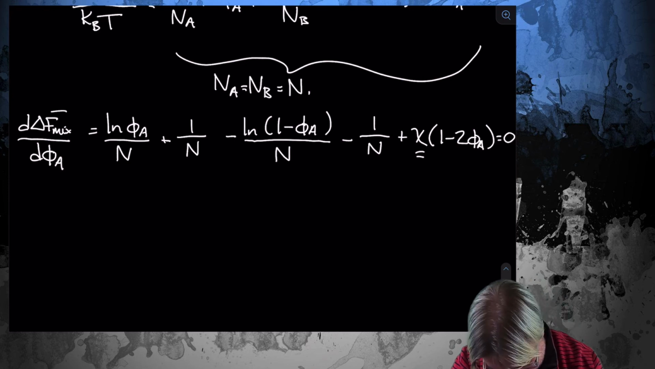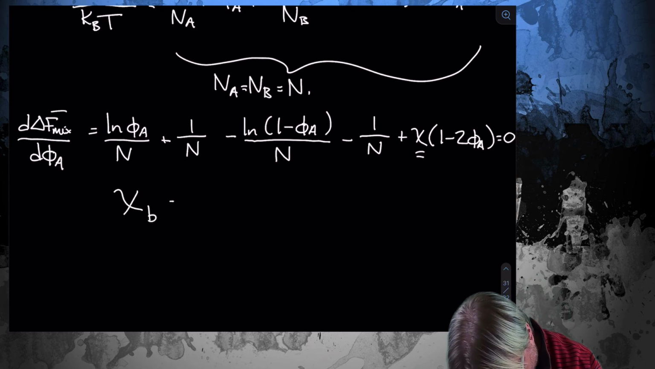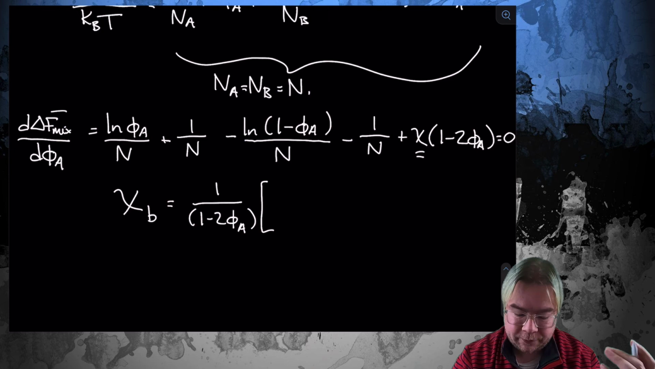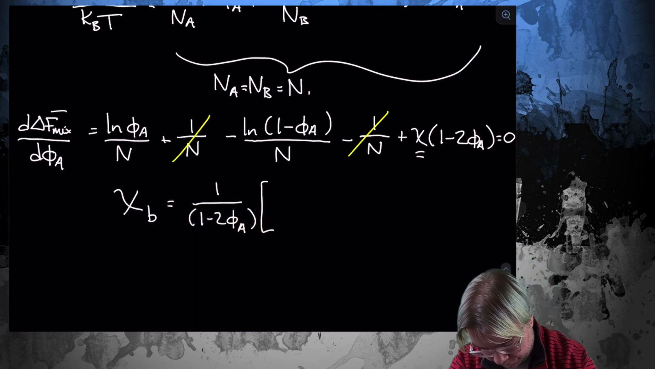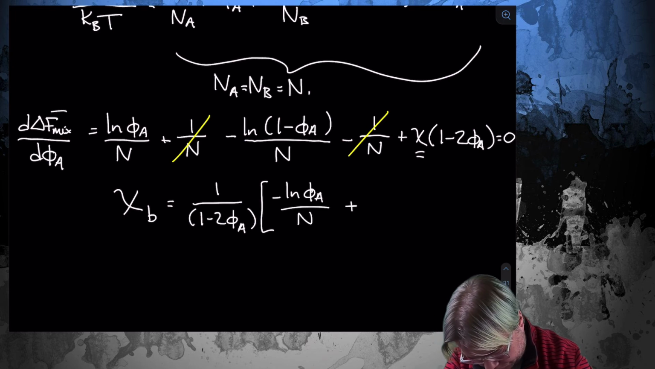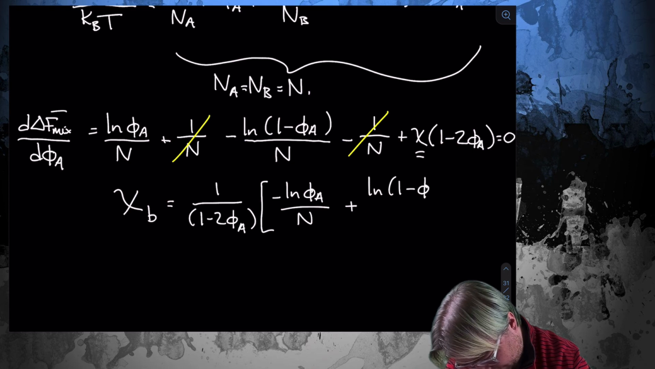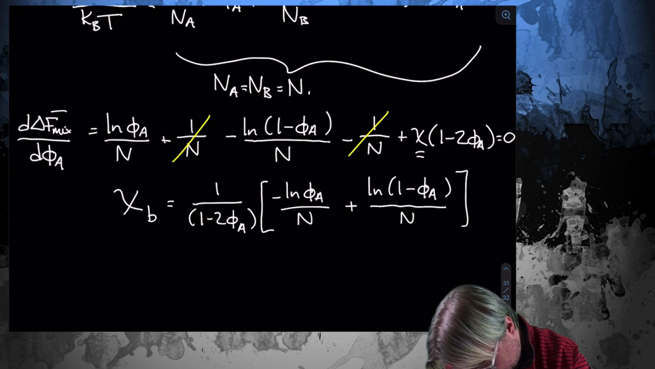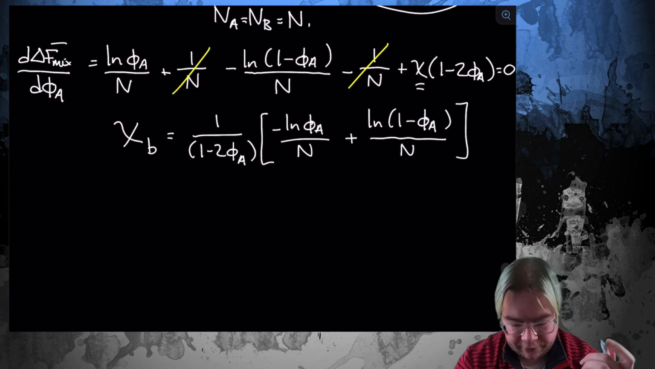Let's see. So I could get that chi binodal would be equal to 1 over 1 minus 2 phi A. And then in the brackets, we get everything else because, let's see, those terms cancel. We take everything to the other side and we get minus log phi A divided by n, and then plus log of 1 minus phi A divided by n.